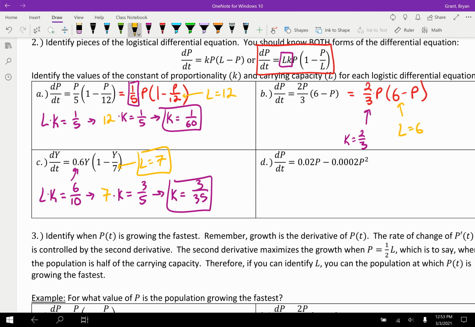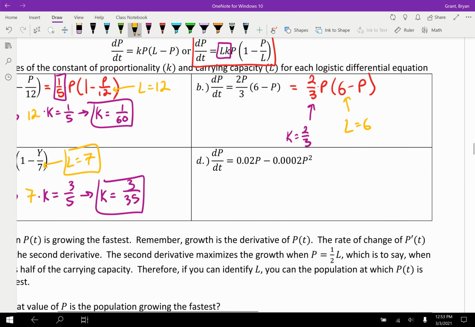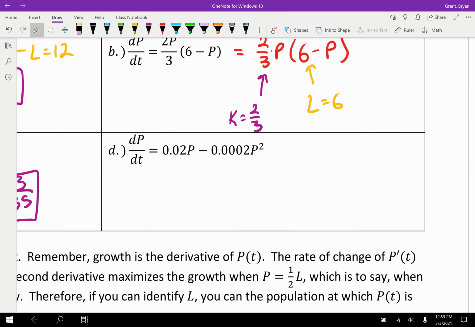Our last one, those icky gross decimals. I'm going to take a quick second and do two things. First, I'm going to rewrite this in terms of fractions. Don't forget our fractions, 2/10. This is 2/100. So we have 2/100 times p minus, and then we have tens, hundreds, thousands, 10,000ths. So minus 2 10,000ths p squared.